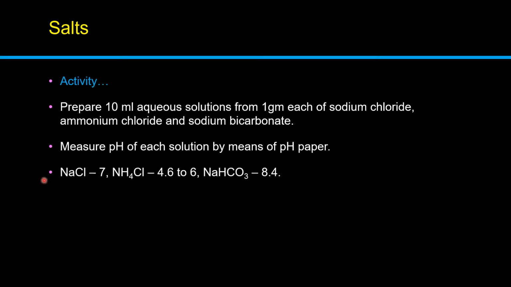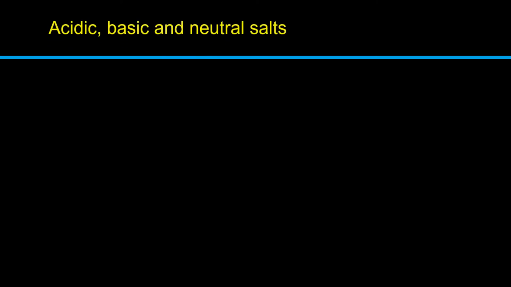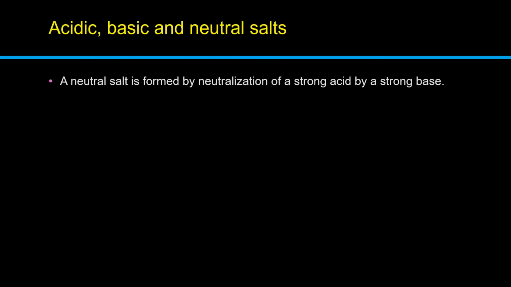If you look at sodium chloride, the pH will be 7. Ammonium chloride, the pH will range between 4.6 to 6. And sodium bicarbonate, it is 8.4. Children, are the values the same for all the three? No, they are different. It means that the salts also have different pH, so they can be classified as acidic, basic and neutral salts.